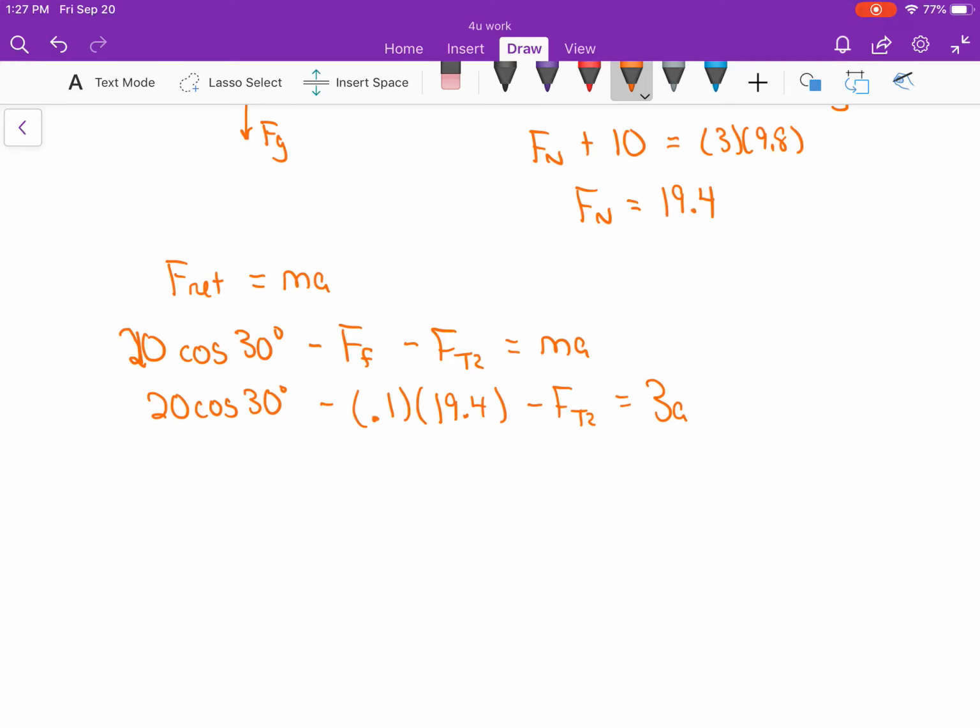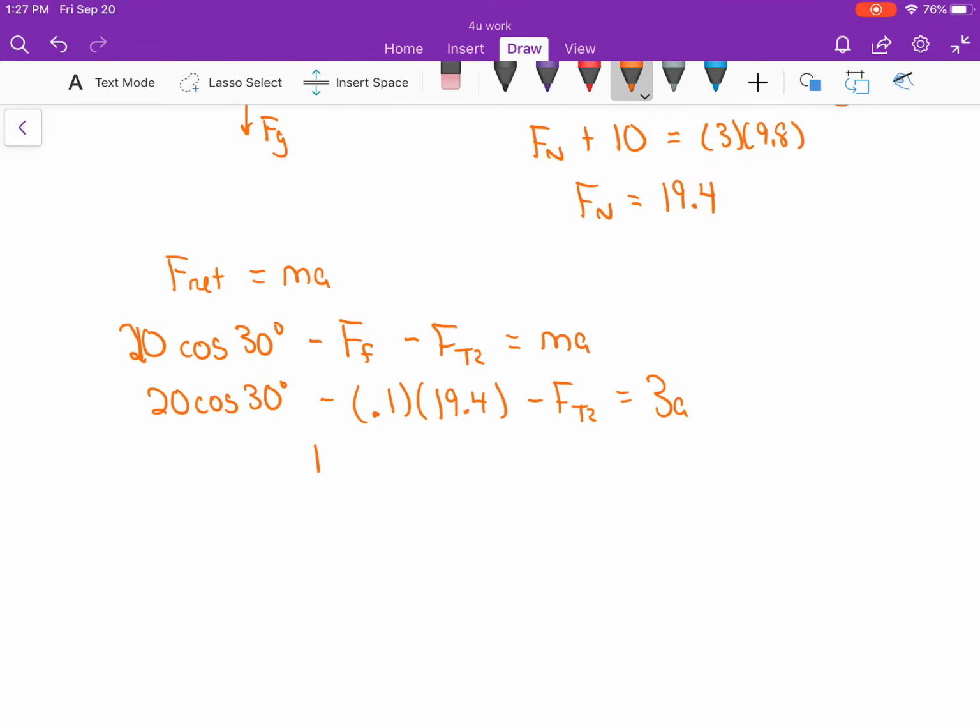Double check on a calculator, but when we get the coefficient of friction multiplied by 19.4, that's going to be a number around 2. 20 cos 30 is a number around 17 and a bit. When I crunch it out on a calculator, that works out to 15.38 minus ft2 equals 3a. I'm going to call that equation 3.